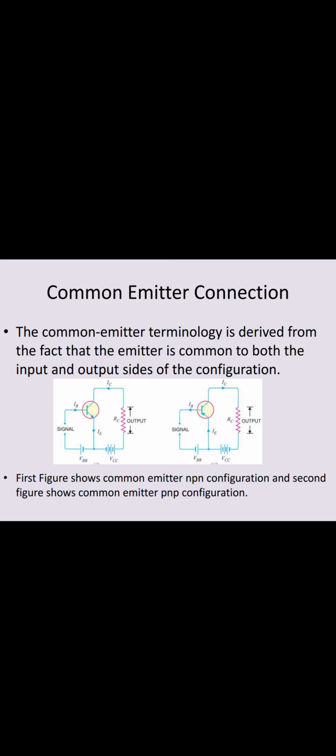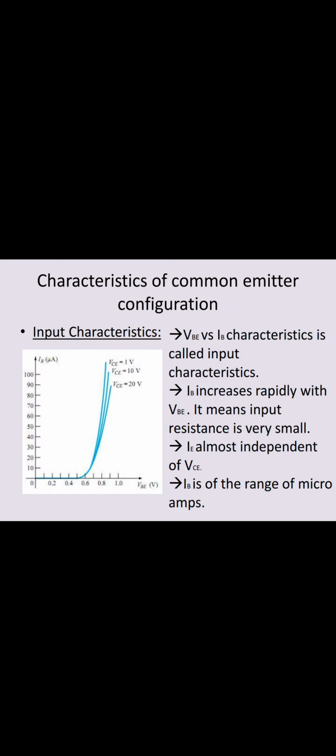The next operation mode is the common emitter connection. As the name suggests, in common emitter the emitter is commonly connected to both the input and output sides of the configuration. In the diagram you can see the NPN and PNP configurations, in which the emitter is common to the input signals as well as the output signals. The characteristics of the common emitter configuration are shown in the graph.